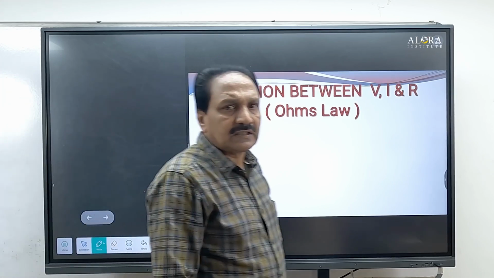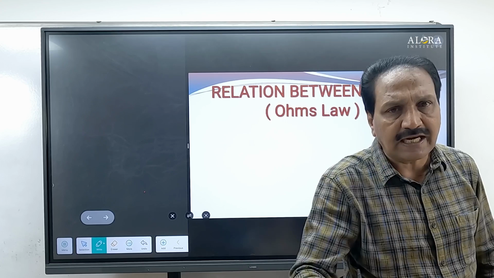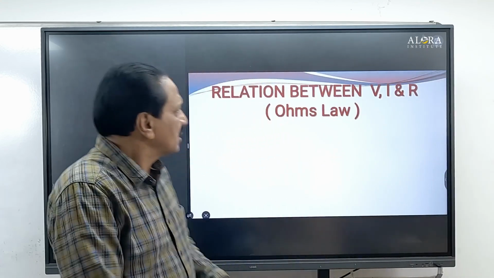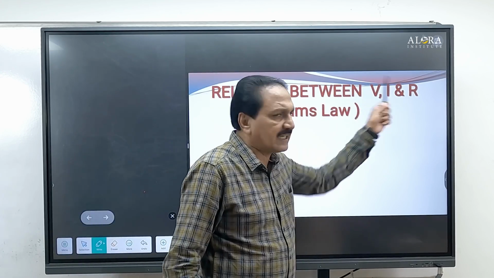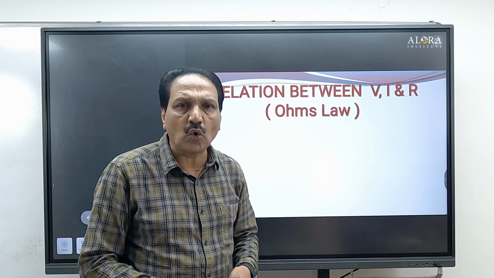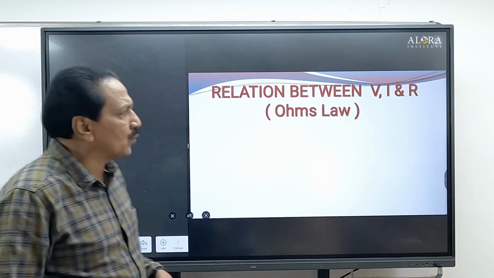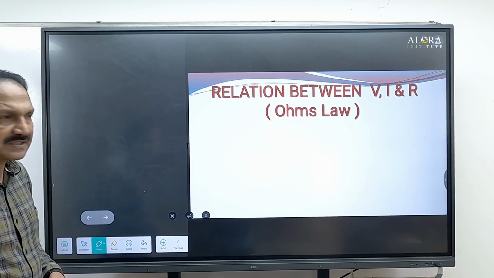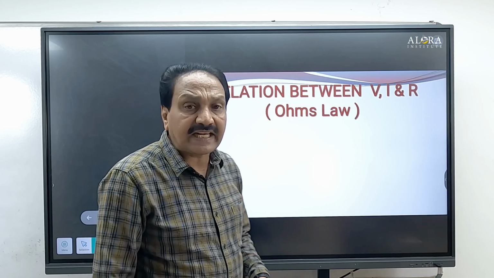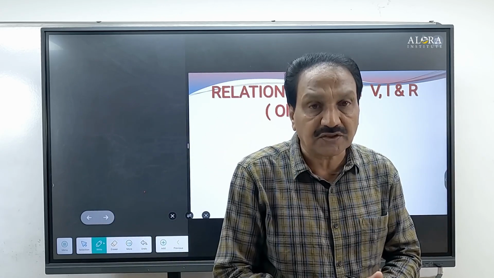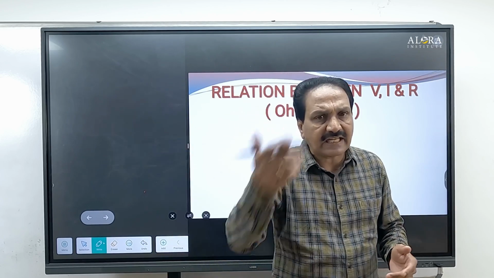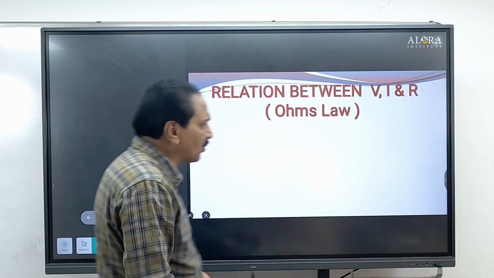Now let's go for the relation between the voltage, current, and the resistance. We are studying the basics of electricity, right? So what is the relation between voltage, current, and resistance? A certain relation was established by the scientist whose name is Ohm, and the law is called Ohm's law. What does Ohm's law say? The current flowing through a conductor is directly proportional to the potential difference across the resistor. So that is your Ohm's law.